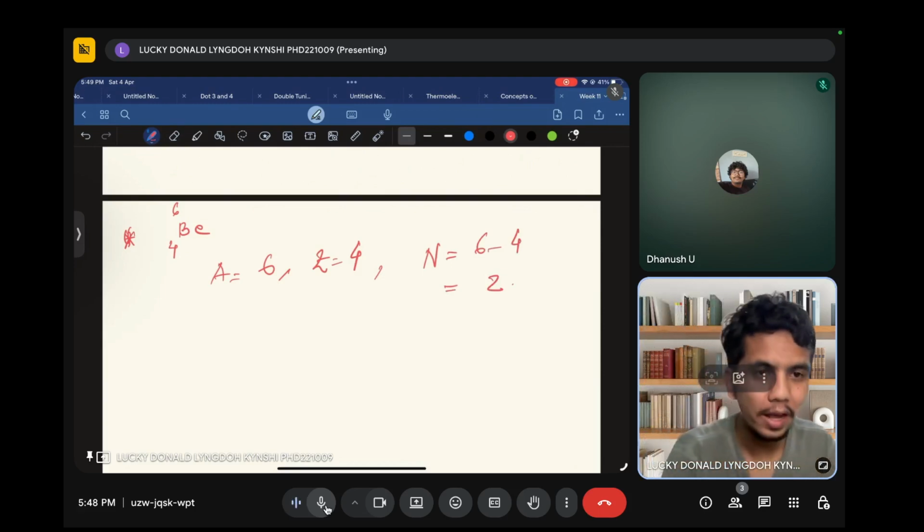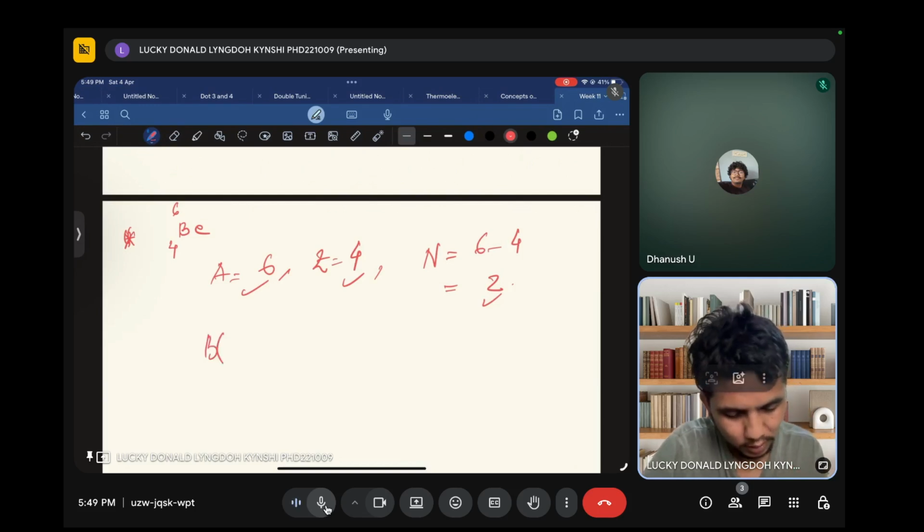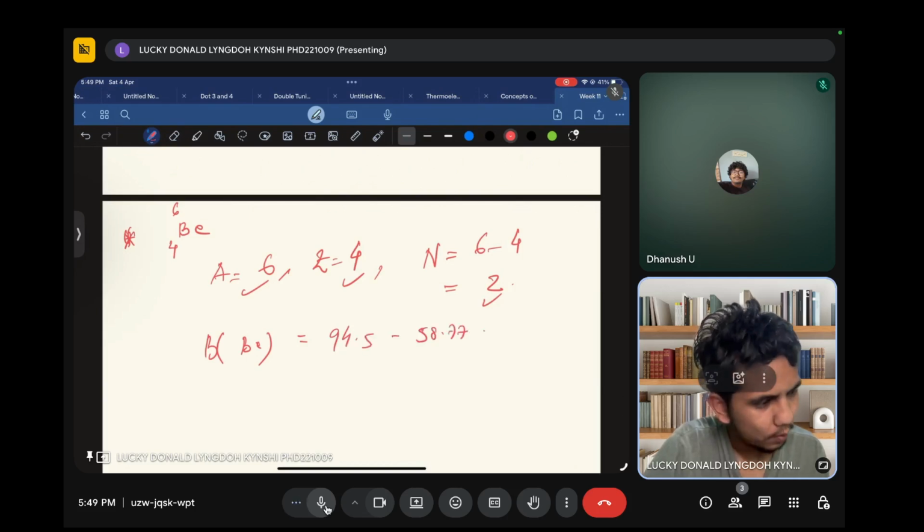So what you need to do is again find out your volume term. Substitute A, substitute Z, and substitute N. Instead of 2 as in the above case, you can substitute 6, right? And you can get the binding energy for beryllium. I will not solve it, but it's the same thing. It is equal to 94.5 minus 58.77 minus 4.695 minus 15.3 plus 4.564.